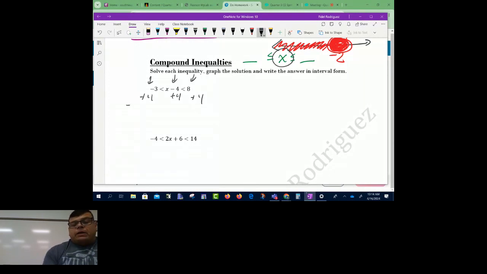Okay, so let's see what's going to happen here. Negative 3 and 4 is a positive 1. Those 4s are going to cancel. That's an x. 8 and 4, y'all, is going to give us a 12.